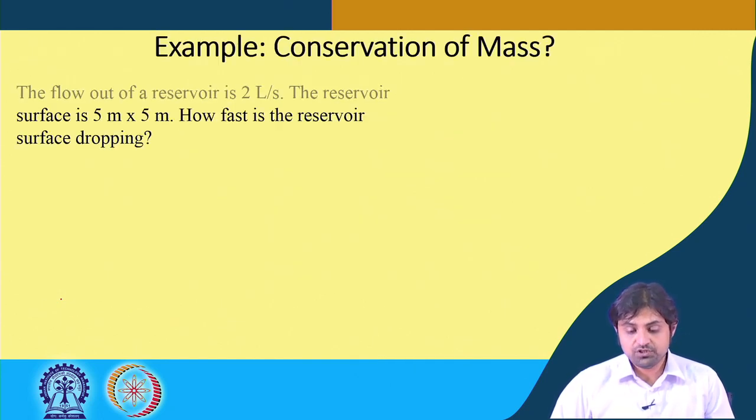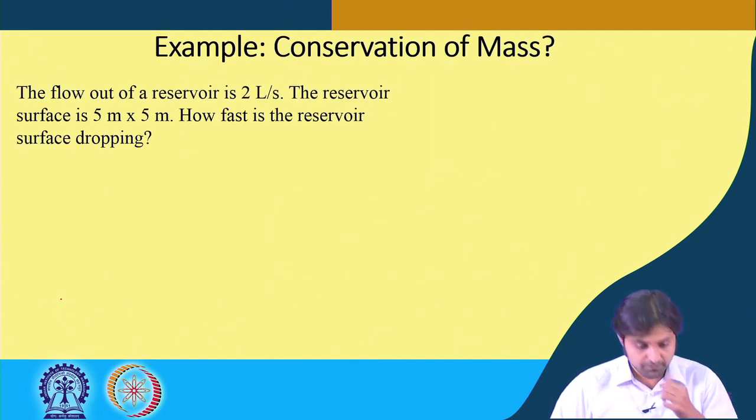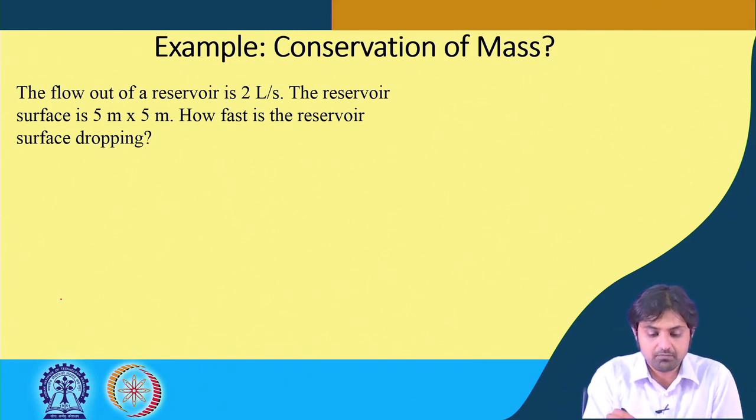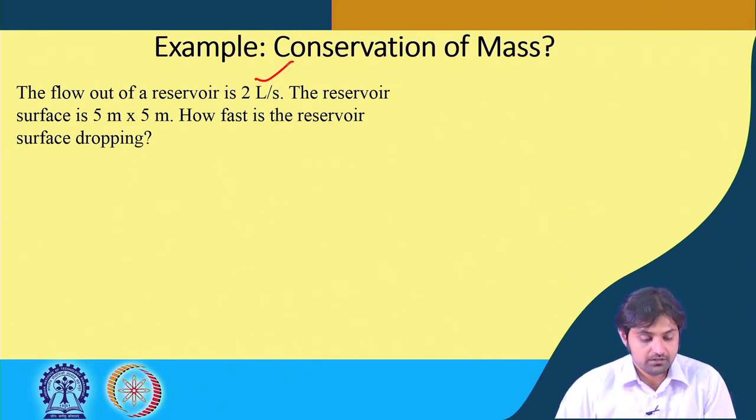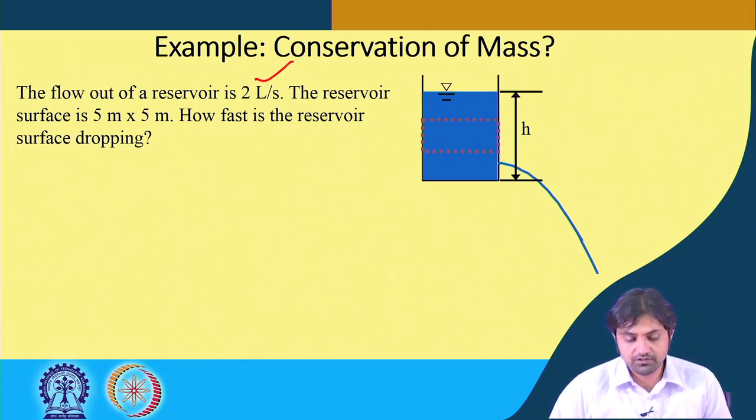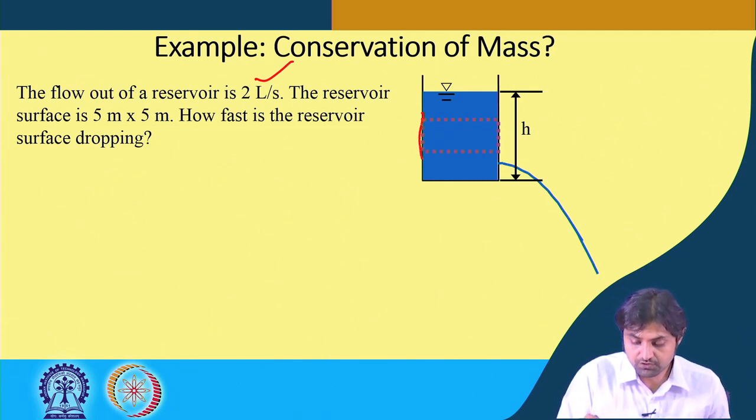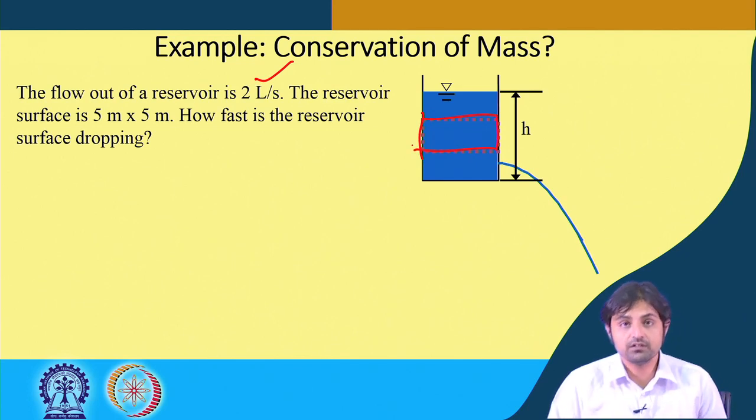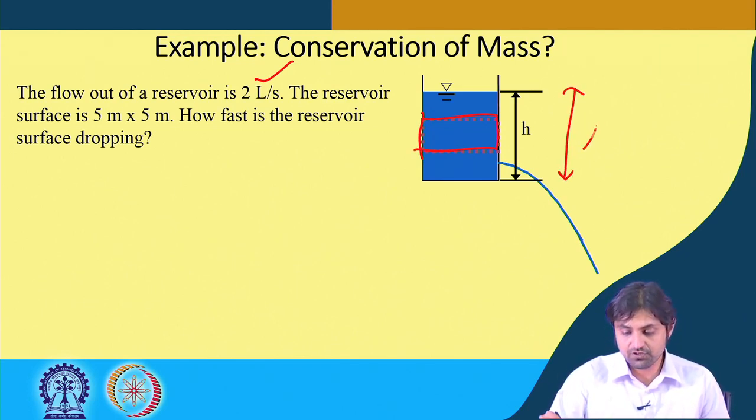So, some examples of conservation of mass. The flow out of a reservoir, for example, is 2 liters per second. The reservoir surface is 5 meters by 5 meters. The question is, how fast is the reservoir surface dropping? So, you see the control surface that we have drawn here. Okay. This is the entire height h as already indicated.